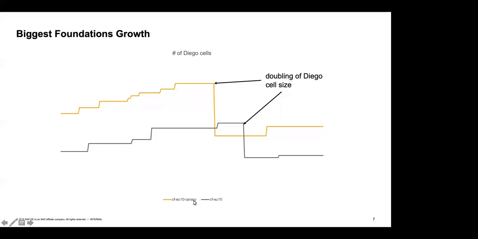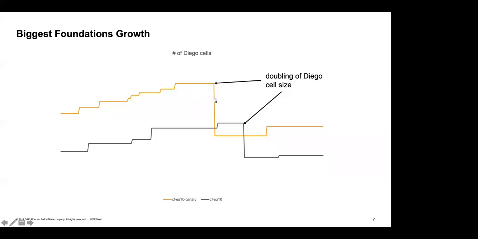And here, without any X or Y axis depicted, the orange system is our canary system, so our internal system that is used by SAP teams to develop their applications. And then the gray line down there is our European deployment of our biggest foundation. And you essentially see the number of Diego cells steadily growing until the point in time where we said, okay, let's double the number of CPUs, let's double the amount of RAM that each of those Diego cells has.